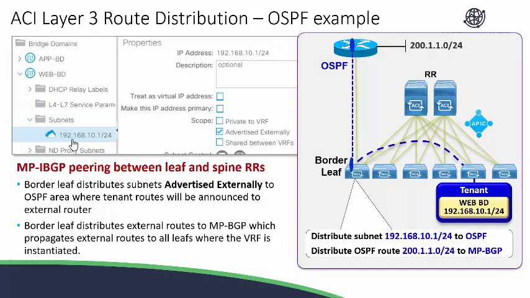Here with ACI Layer 3 route redistribution, here's how that's done with OSPF. You establish the OSPF adjacency at the border leaf, and then you will distribute subnets to OSPF, and then we will distribute the OSPF route 200.1.1.0/24 to MPBGP. We actually see those routes are available at the leaf nodes. We're merely creating the policy. If you take a look under subnets, we advertise that subnet externally. So it will distribute that to OSPF, to the external network, and then the OSPF route will be distributed within the fabric.